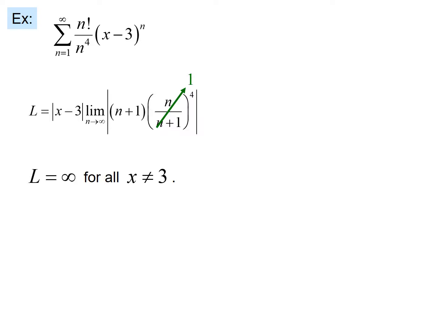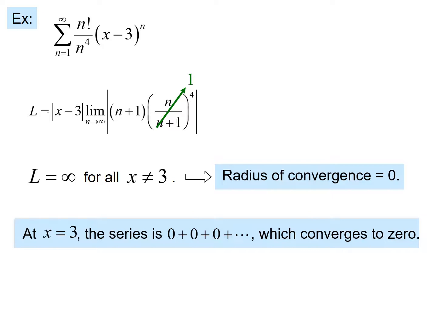Because if we plug in x equals 3, we get, prior to the limit, absolute value of 3 minus 3, which is 0. So even though n keeps getting bigger and bigger and bigger, we always multiply it by 0. So we're just adding 0 plus 0 plus 0. So our radius of convergence is 0 because there's only one value for which this series will converge, and that value is x equals 3.